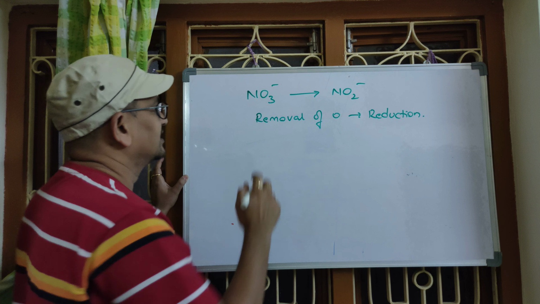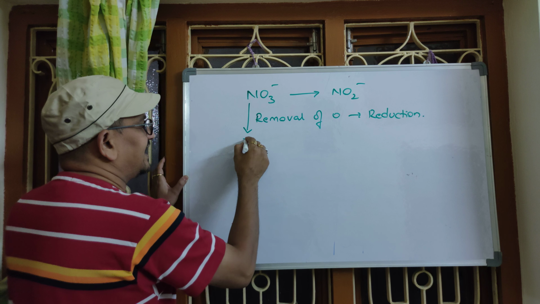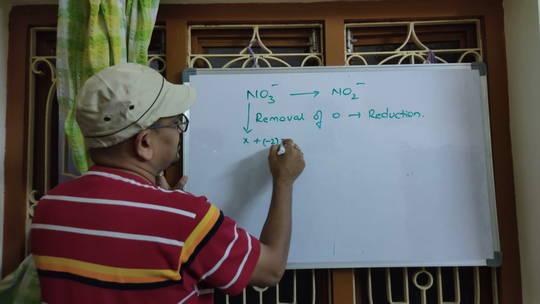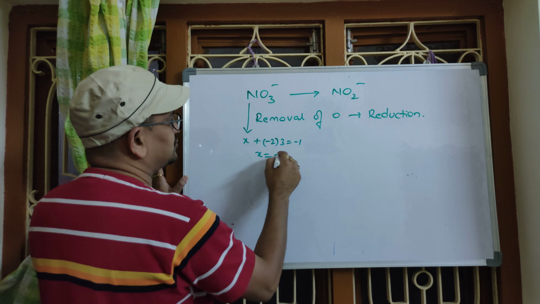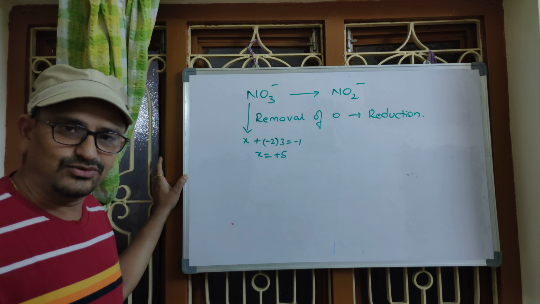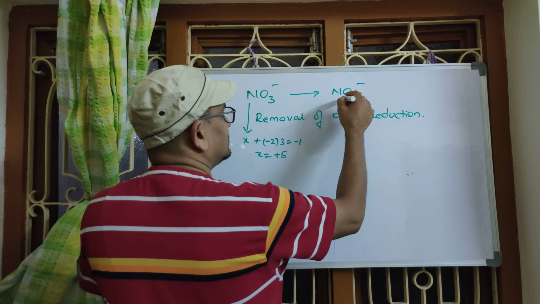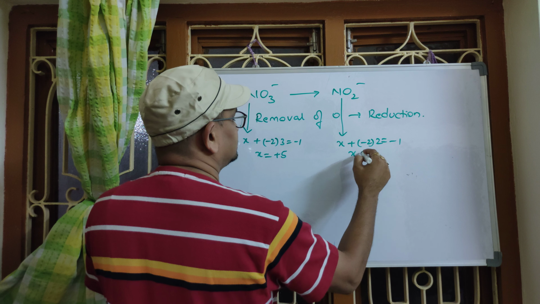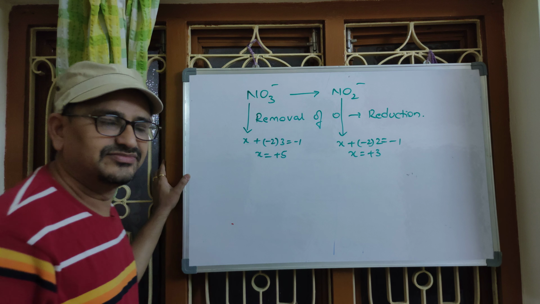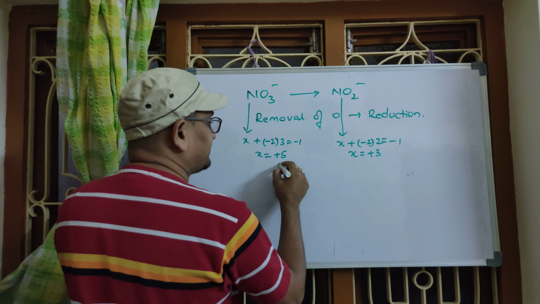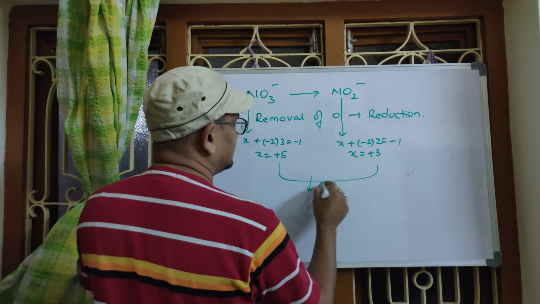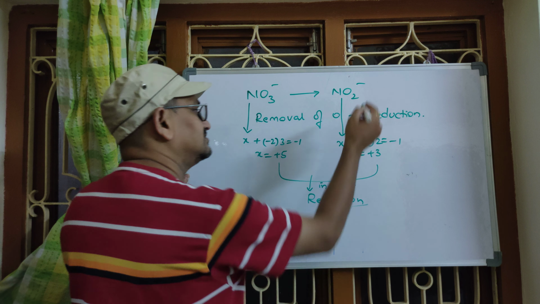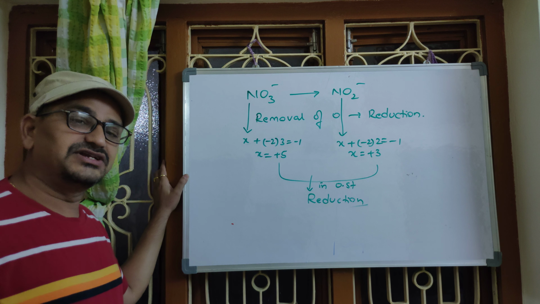Let us cross check. Here, what's the oxidation state of nitrogen? X plus oxygen normal value is -2. -2 into 3 equals -1. X equals +5. Now in this, what's the state of nitrogen? X plus -2 into 2 equals -1. X equals +3. Now nitrogen has changed from +5 to +3. Decrease in oxidation state. Decrease in oxidation state stands for reduction. So cross checking.